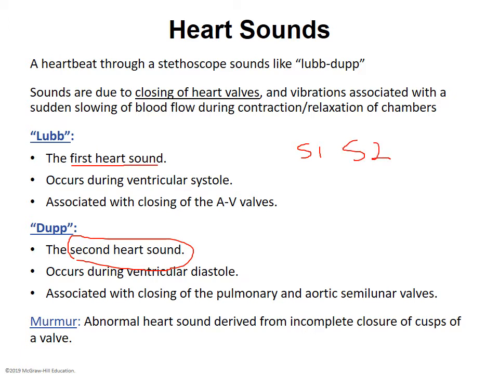Now, hopefully you can figure out S1 means the first heart sound. So lub and S1 are the same. Dub and S2 are the same. Again, it shouldn't take too much mental energy. I'm making too many of these, I think. Too much mental energy to have S1 and realize it's the first heart sound and S2 is the second one. So lub is S1, dub or dup is S2.